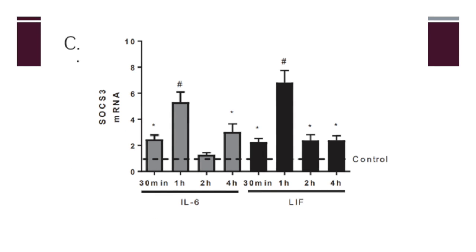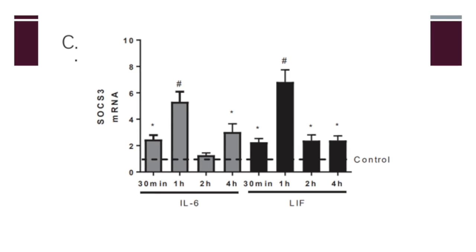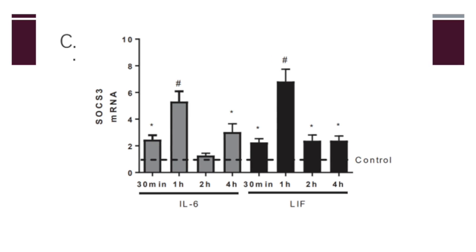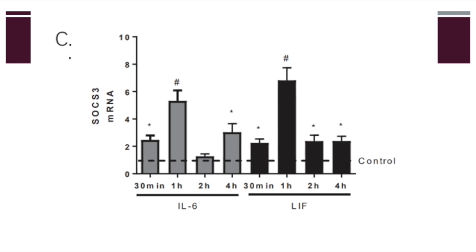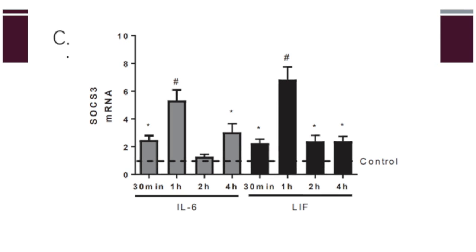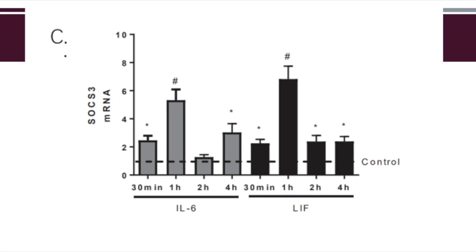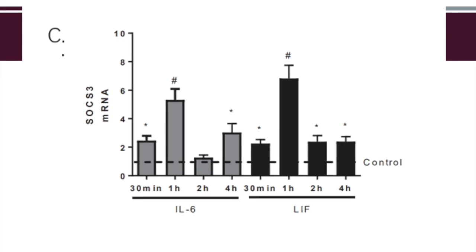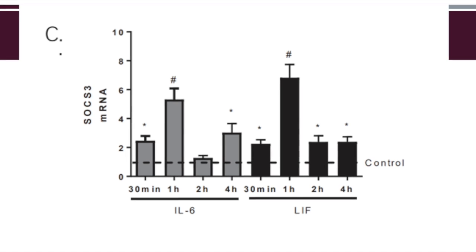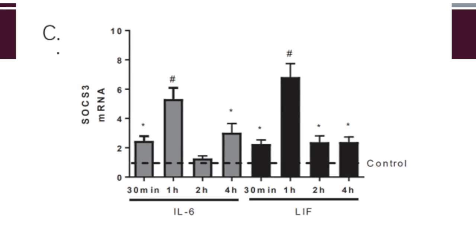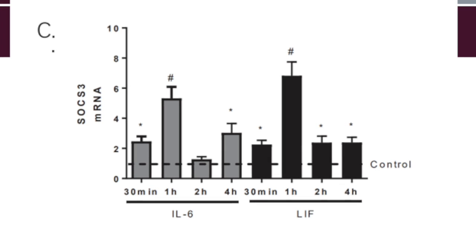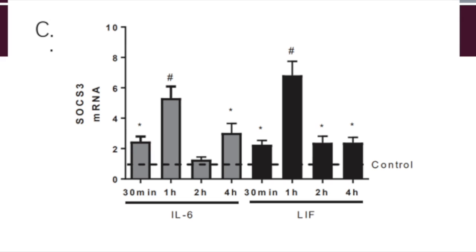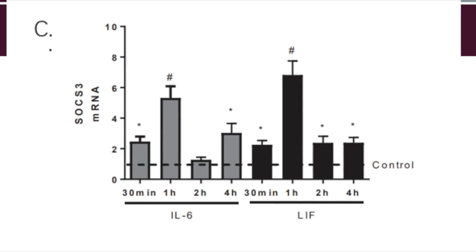Part C of Figure 3 shows the SOX3 mRNA levels for IL-6 and LIF over 30 minutes, 1 hour, 2 hours, and 4 hours. Both IL-6 and LIF had the highest levels of expression over 1 hour. When each cytokine treatment is compared to the control, it can be seen that all levels of expression are greater, implying that cytokine induction has some effect on SOX3 mRNA expression and therefore also has an effect on the induction of protein synthesis.